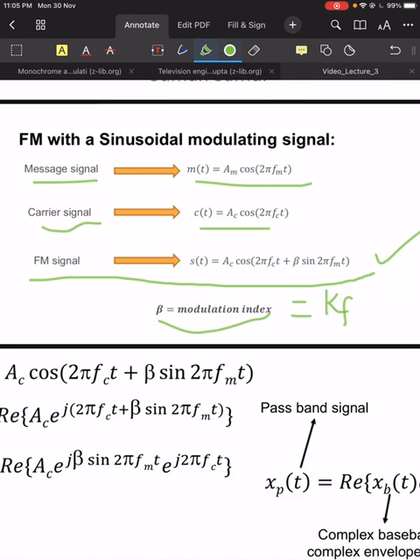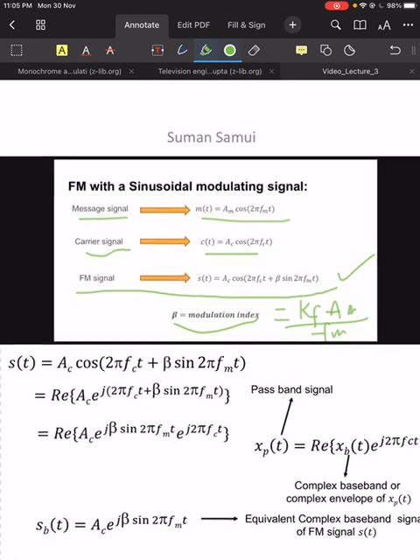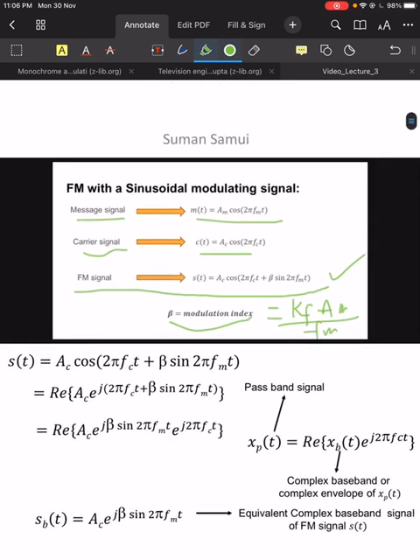which can be expressed as β = kf Am / fm, right? And we know that this kf is called the frequency deviation constant expressed in radian per second, which is the frequency deviation constant of the FM system, right? So we know this, we discussed these things already.